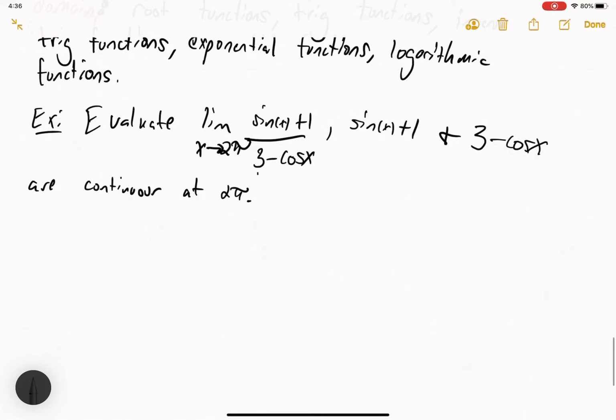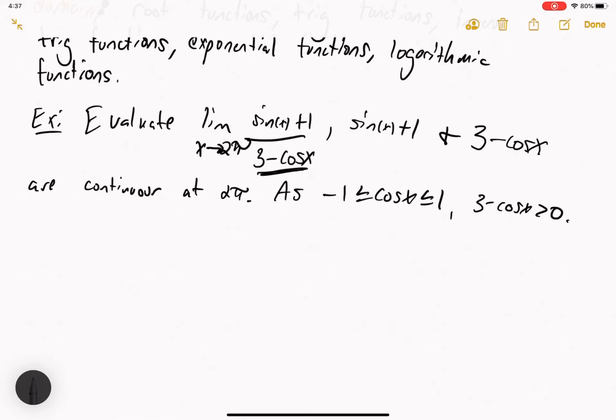The only thing we need to do is verify that the denominator is never equal to 0. So as cosine of x is always between -1 and 1, it could never equal 3. This means that 3 minus cosine of x is always greater than 0, which is just a fancy way of saying it never equals 0.